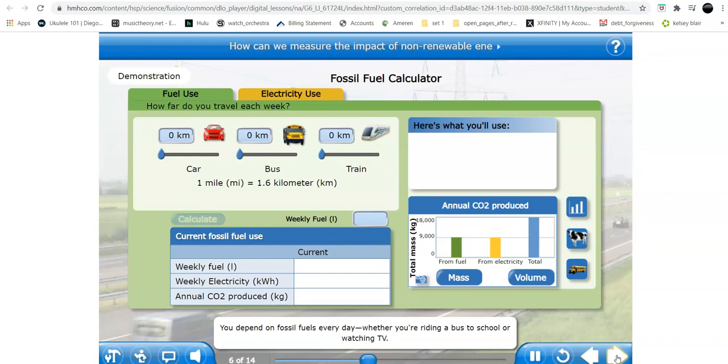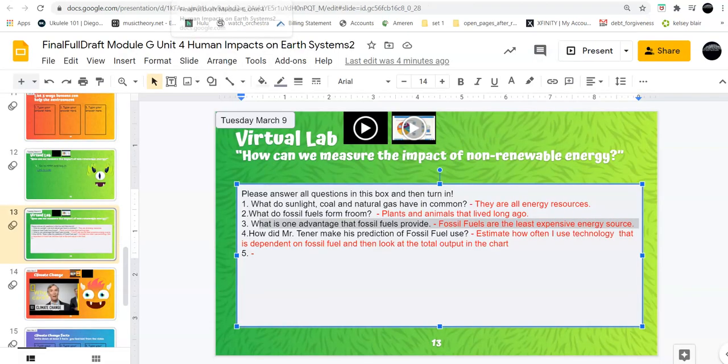You depend on fossil fuels every day, whether you're riding a bus to school or watching TV. Unless you're using a renewable energy resource, transportation and electricity require burning fossil fuels. In this activity, you'll investigate the amount of carbon dioxide produced each year through many everyday activities. Here's what you'll use. A fossil fuel calculator.